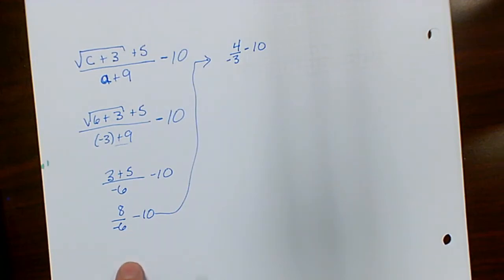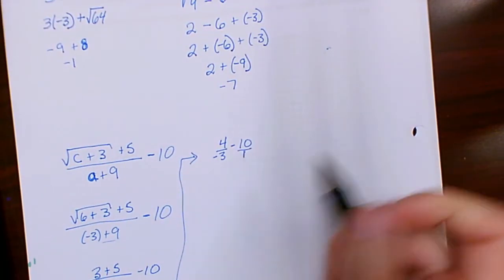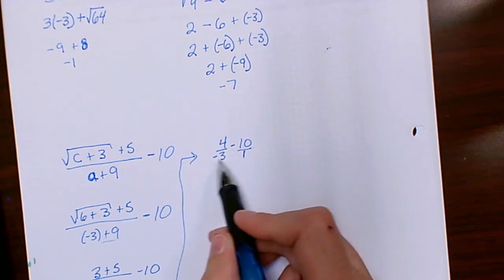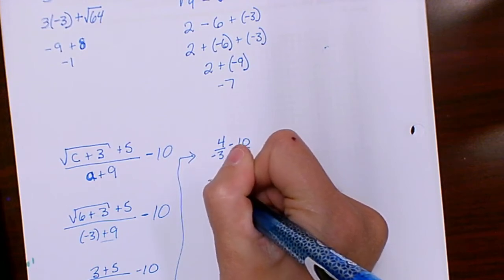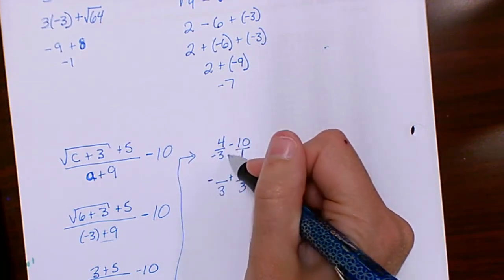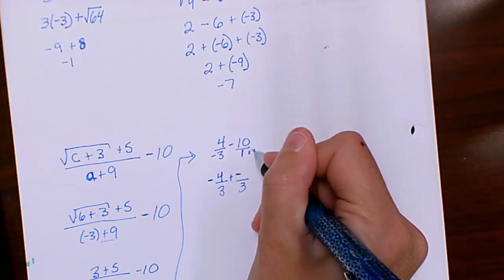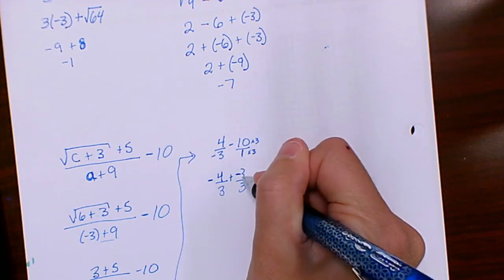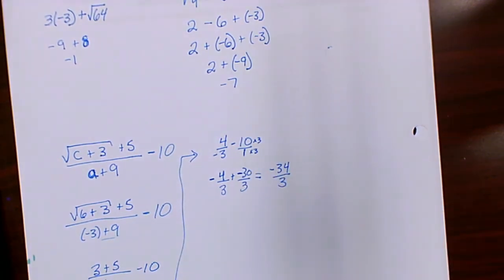Okay. And then up here, if we put 1 under 10, we need to have common denominators, which would be 3. So this would be negative 4 plus a negative 30. If we multiply by 3, we get 30. So we'll get negative 34 over 3. And we should be done.